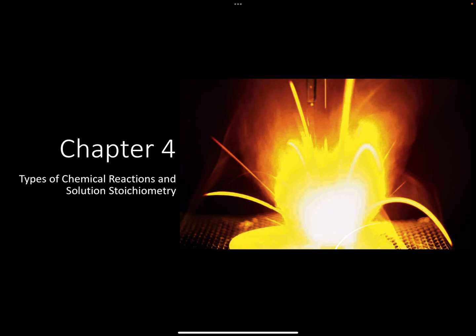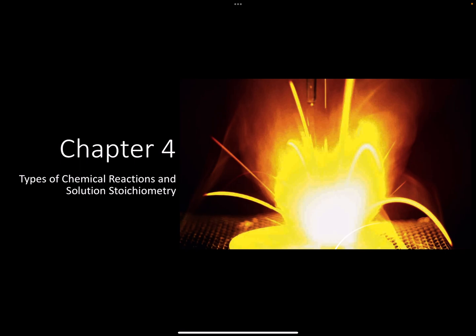We are dealing now with types of chemical reactions and solution stoichiometry. So we dealt a lot with stoichiometry last chapter. We looked at how to use different reactants to find the masses of products that are created. And now we're going to do that specifically with reactants and products in solution, which just means that they are usually dissolved in water.